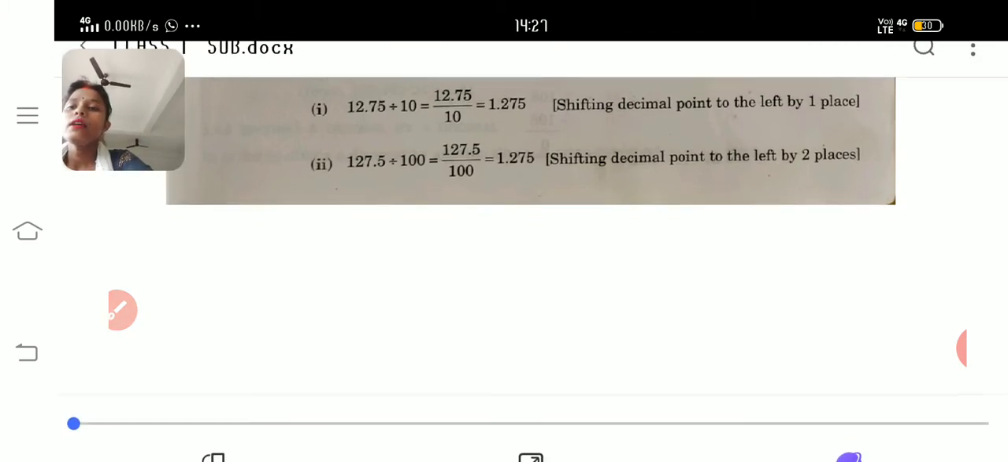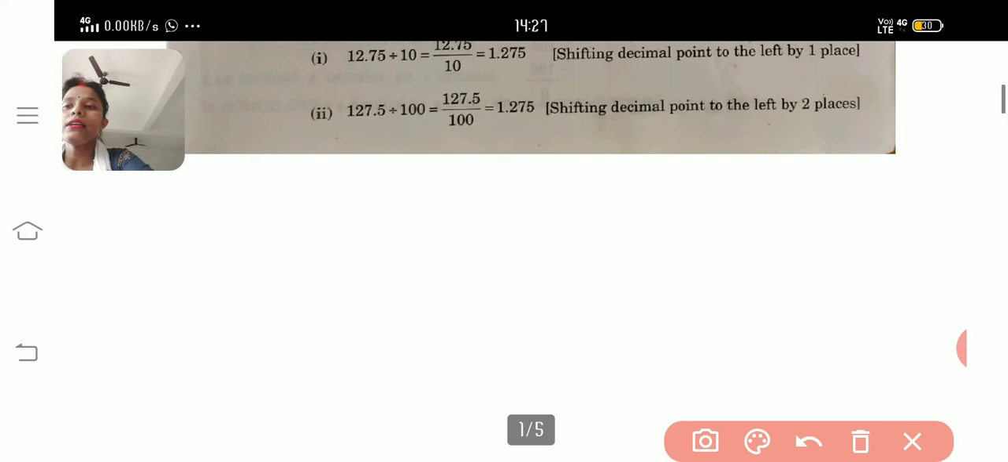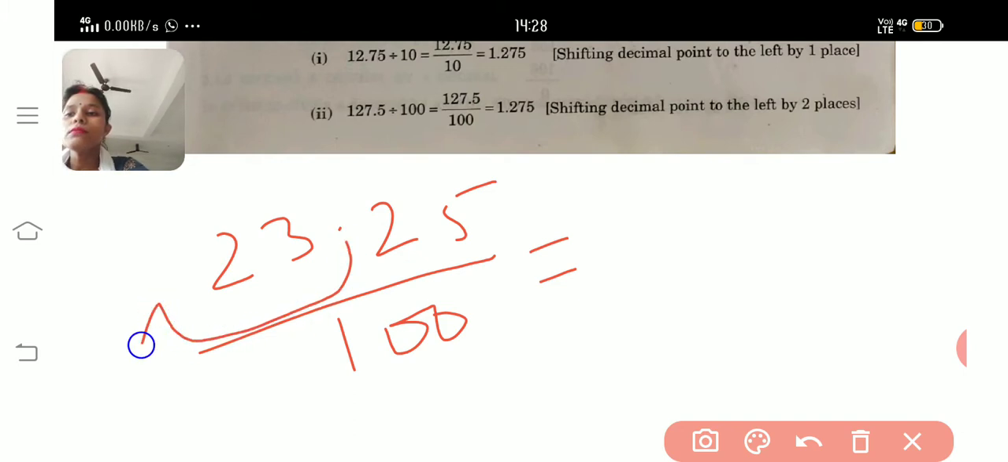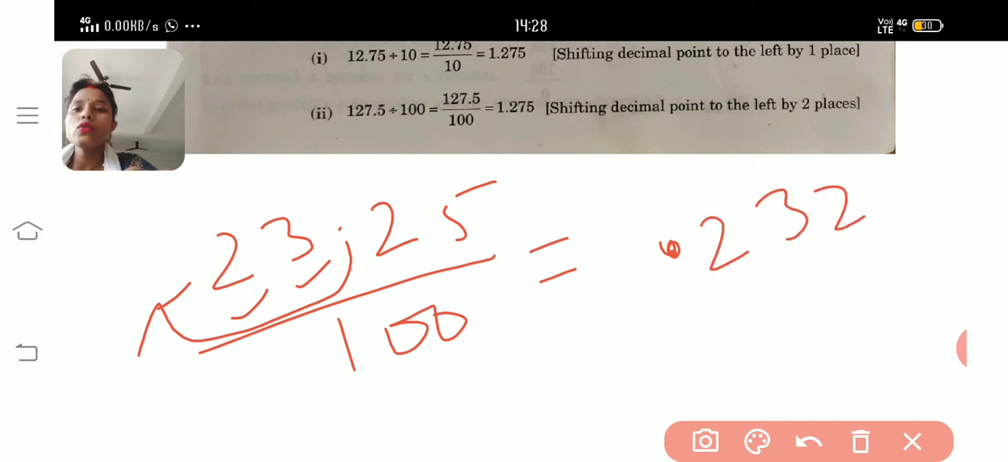If we are going to divide by 100, for example, 23.25, I am going to divide it by 100. Here you can see that there are two zeros, so the decimal will shift from right to left by two places. One place is 3, second place is 2. It will shift from right to left. So the answer will be 0.2325.